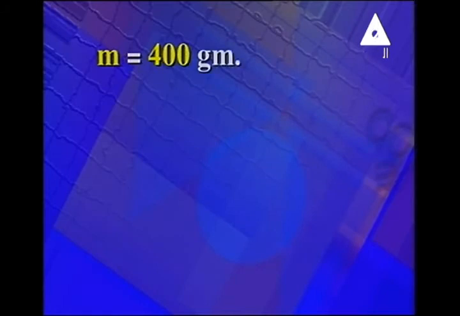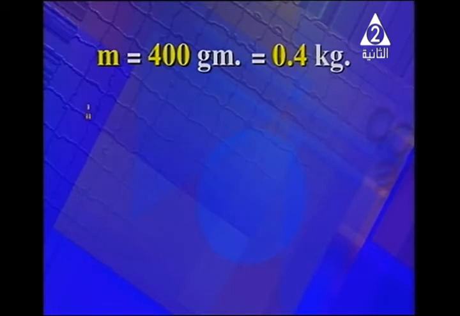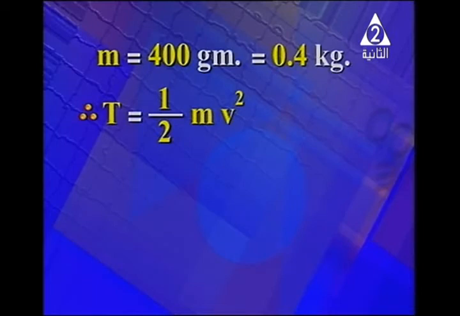Then we have mass m equals 400 divided by 1000, to convert to 0.4 kilogram. What is the kinetic energy?